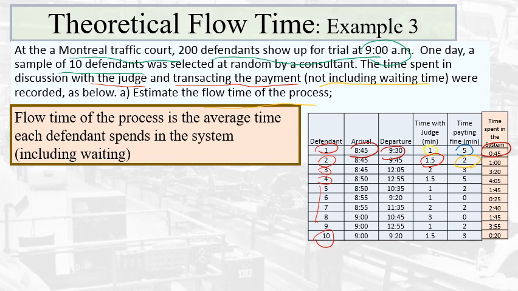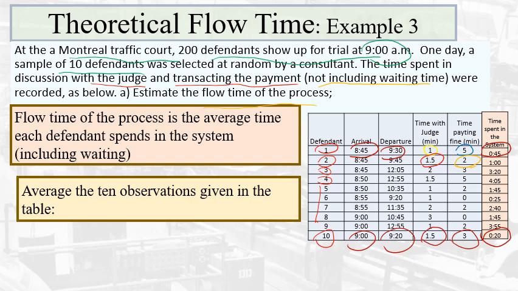So each defendant has similar times. No, not similar time, different times, but the logic is the same. So for example, defendant 10 arrives at 9, leaves at 9:20, so 20 minutes in total. 1.5 minutes with the judge, and 3 minutes paying the fine.